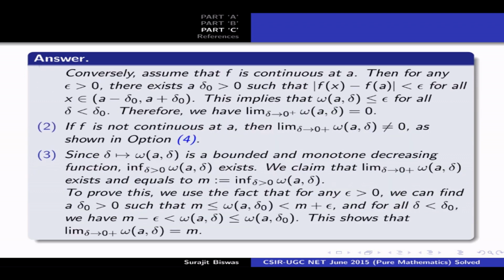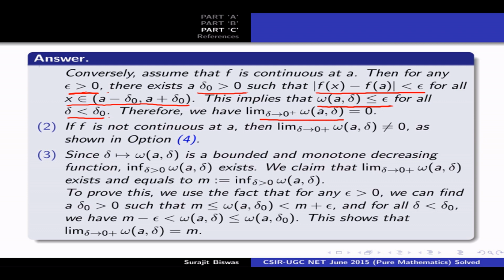Conversely, assume that f is continuous at a. Then for any epsilon greater than 0, there exists a delta naught bigger than 0 such that |f(x) minus f(a)| is less than epsilon for all x belongs to the open interval (a minus delta naught, a plus delta naught). This implies that omega(a, delta) is less than or equal to epsilon for all delta less than delta naught. Therefore we have the limit as delta tends to 0 plus of omega(a, delta) equal to 0. The second option we have already described, it is not true.